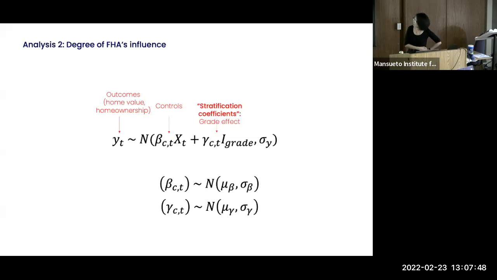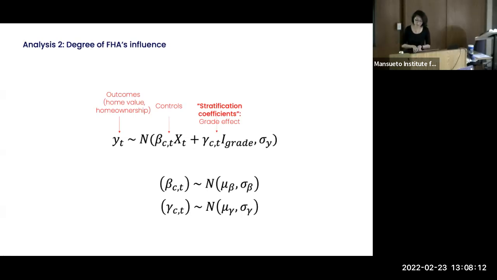And this gamma CT is my AB grade fixed effect for city C and time period T. And so this is what I'm going to call my stratification coefficients. And this is the main coefficient of interest. So I'm going to compare its magnitude across cities and also analyze how it varies over time.